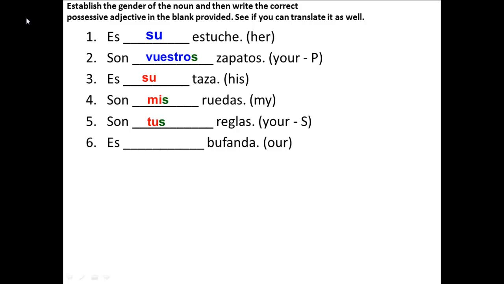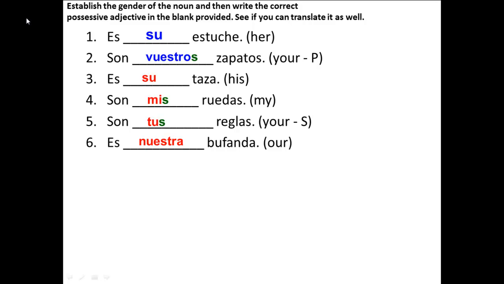Número 6. Es nuestra bufanda. It is our scarf. Although our clearly refers to more than one person, a group of people, it is still singular because the word for bufanda is feminine singular. And remember, it is the gender and number of the noun that dictates the possessive adjectives that you use.